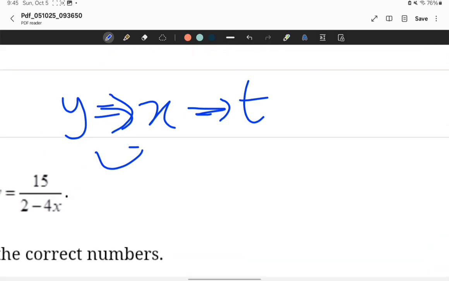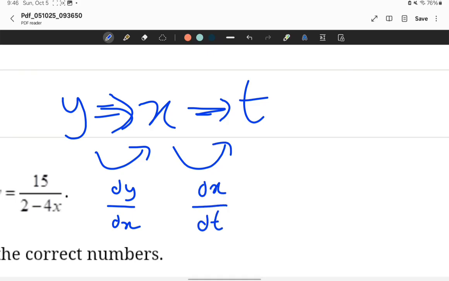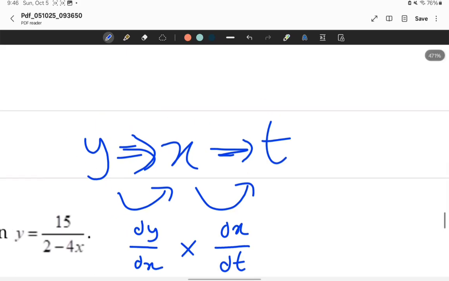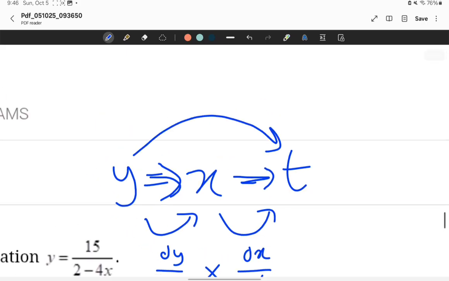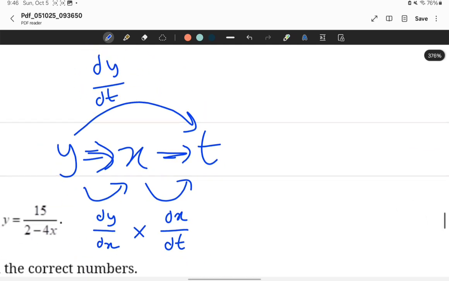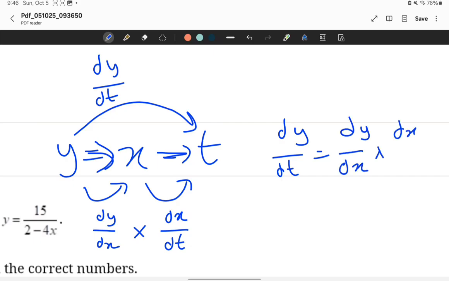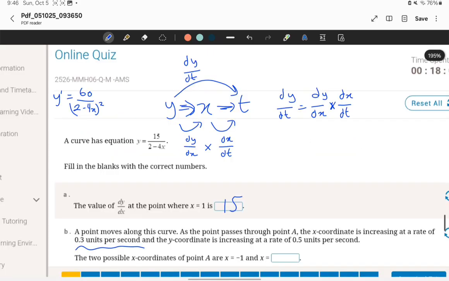So that means the change of y over x, so dy over dx, and this is the change dx over time. If you multiply these two together, you're going to get this derivative here. So that's going to be dy over dt. So an equation we could get from all this is dy over dt equal to dy over dx times dx over dt. Now we can start substituting.